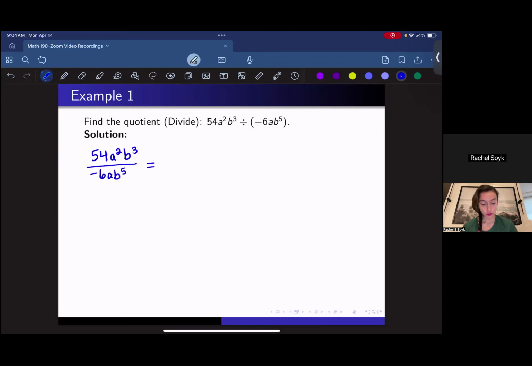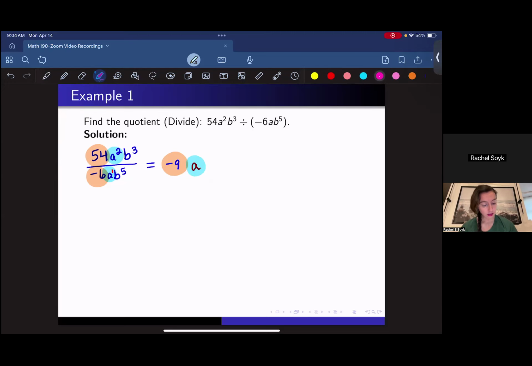Okay, so the first thing that we can take care of are our coefficients. -6 goes into 54, -9 times. And now let's use our properties of exponents with our a value. When we divide exponential terms that have the same base, we subtract their exponents from one another. A is the same as a to the first power. So 2 minus 1 gives us 1, and a to the first is the same as a.